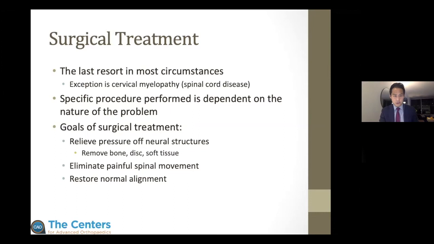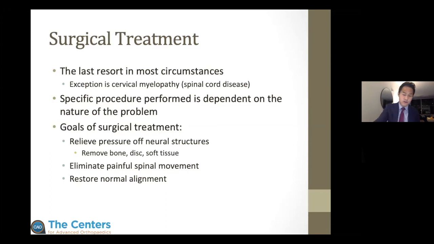Now, the specific procedure that we perform as surgeons is completely dependent on the nature of the problem. Every person has different causes for their neck pain, and you have to address the proper issue in order to have a successful result. Ultimately, the goals of surgical treatment are, first, we want to relieve pressure off neural structures if that's the problem. This involves removing bone, disc, and soft tissue. We want to eliminate any sort of painful spine movement, and we want to restore your normal alignment.